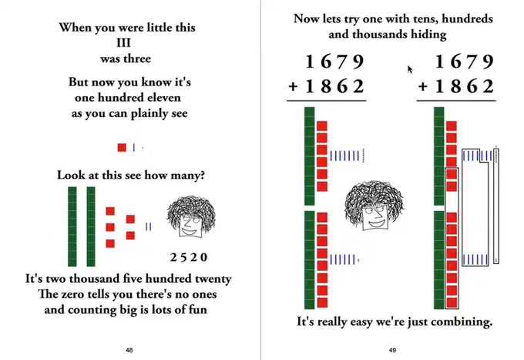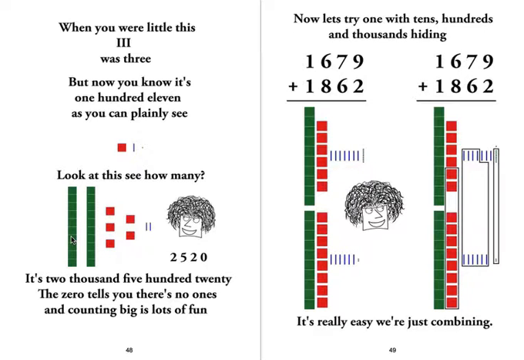When you were little, 111 was 3, but now you know it's 111, as you can plainly see. And then this is too small, it needs to be a little bit bigger, but there it is. Look at this and see how many, right? Because here we can see 100, 10, and 1 unit. But look at this and see how many. Got to count everybody, right? So it's 2,520. The 0 tells you there's no ones, and counting big is lots of fun.